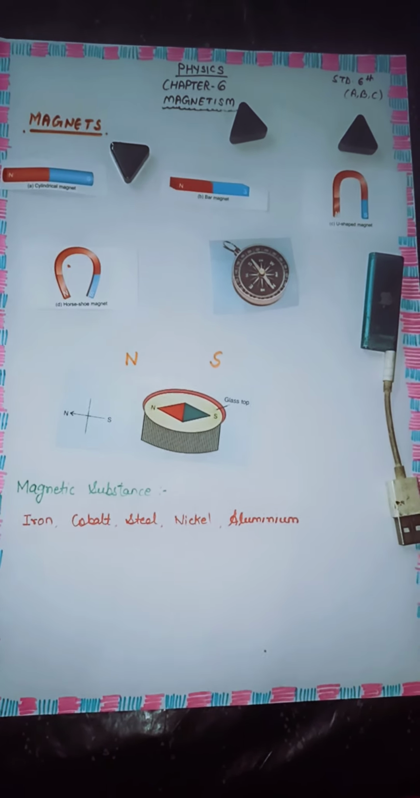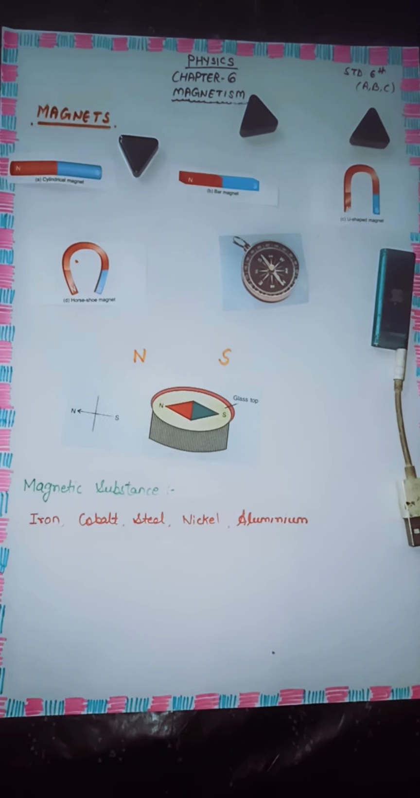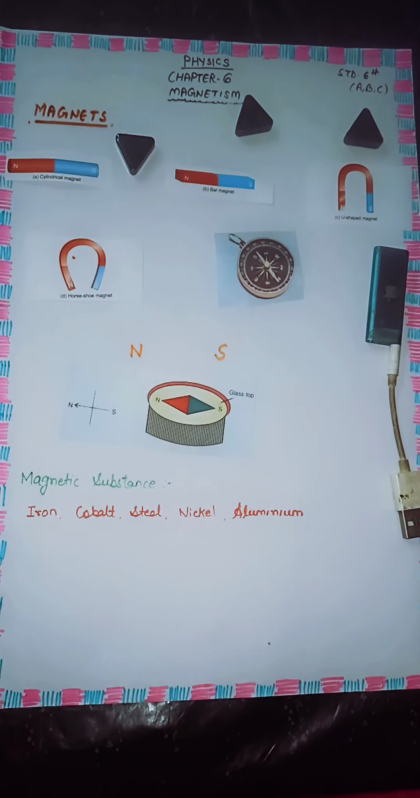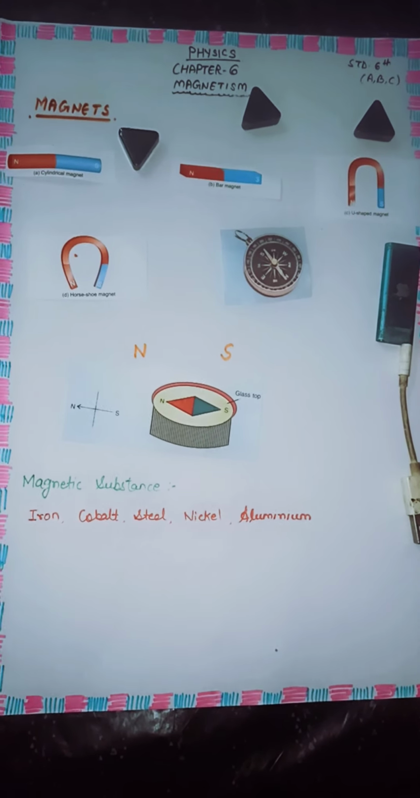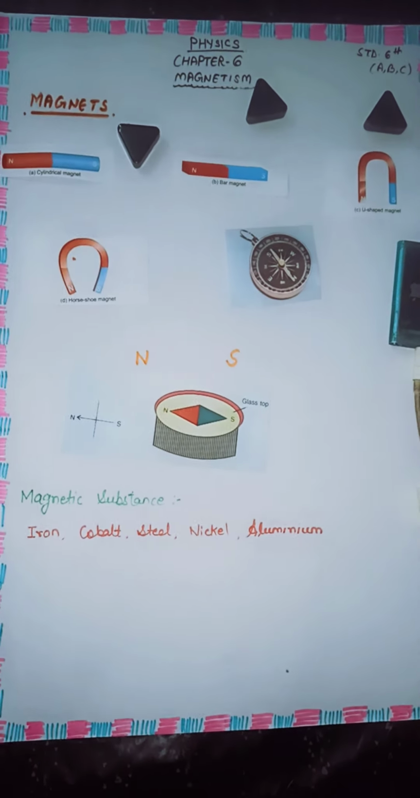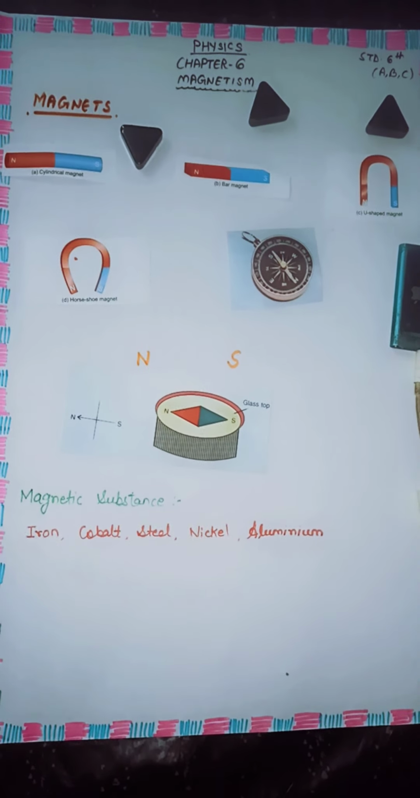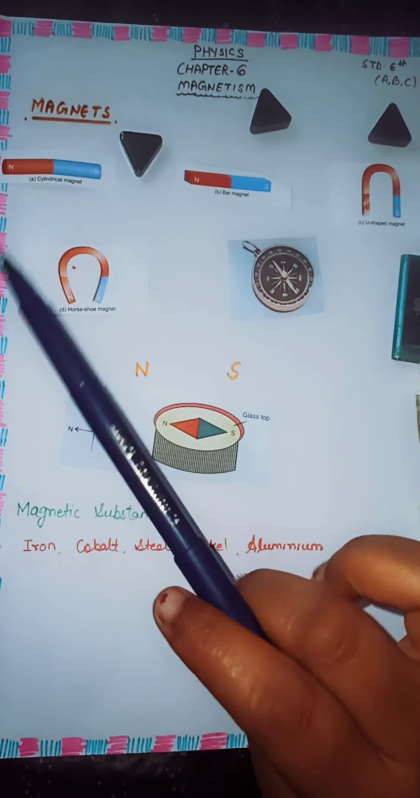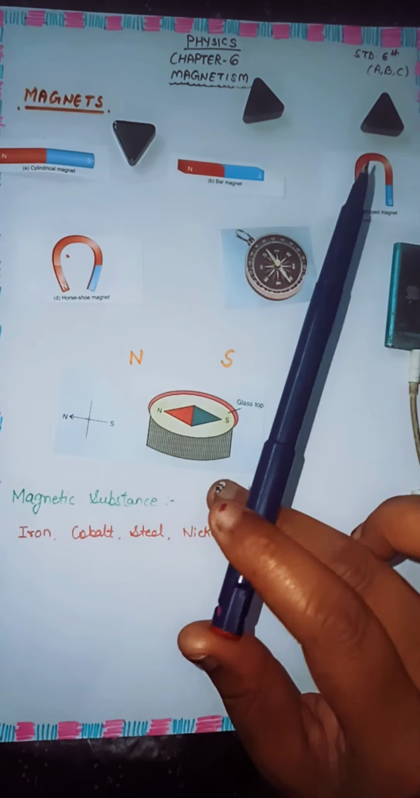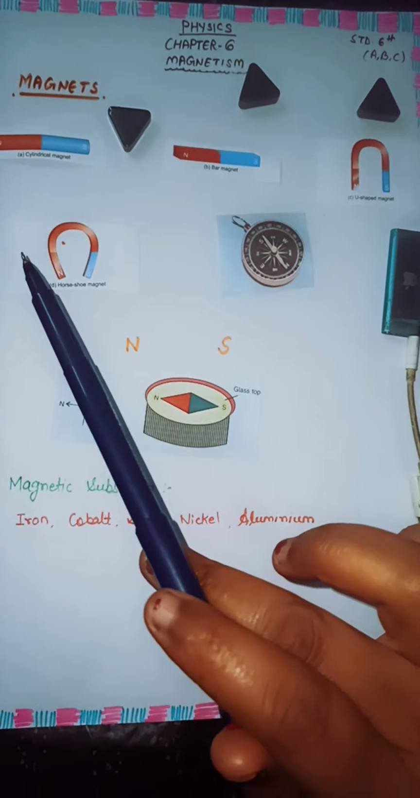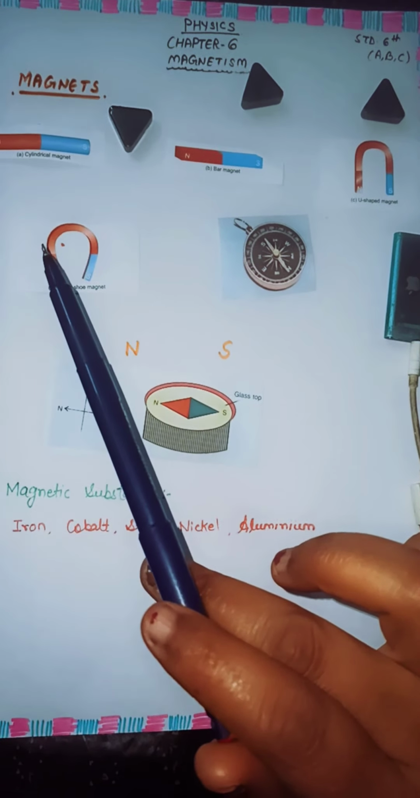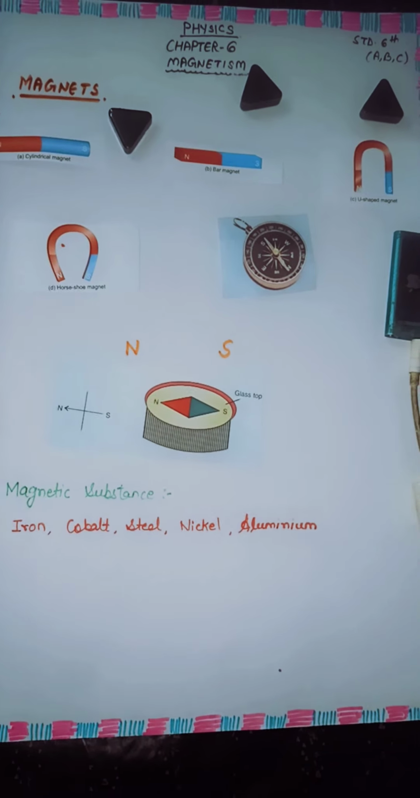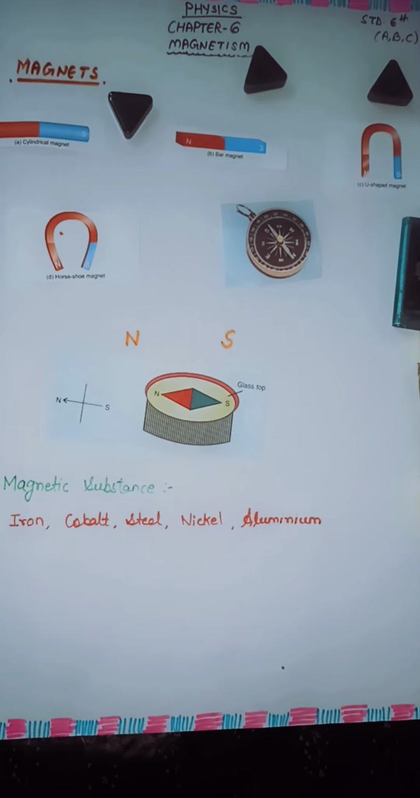Now, today we are going to continue with our next topic, and the name of the topic is magnetic and non-magnetic substances. Before that, let us just revise what we did in our last class. In our last class, we discussed different types of magnets. I hope you all remember it. We discussed the introduction and shapes of magnets and different kinds of magnets.